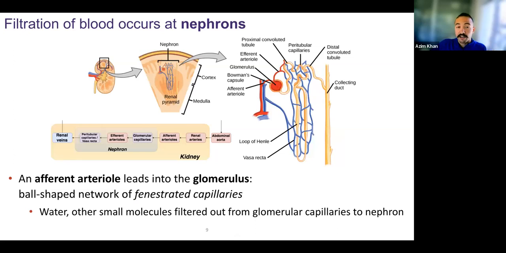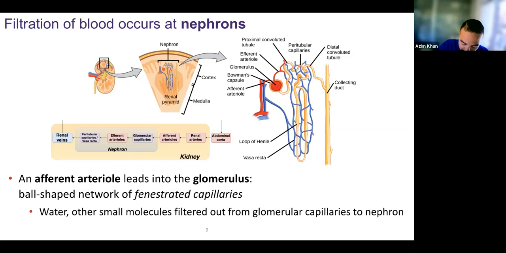Filtration of blood occurs at nephrons. I mentioned that word a minute ago. Nephrons are tubes. There's a lot of these tubes in your kidney, millions and millions of tubes. I'm sure someone's estimated how many, but I'll take a look at this small picture here. We're looking at one kidney and we're zooming in here to this inset, so this portion of the kidney.